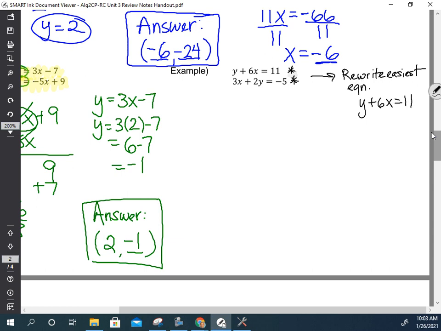Which variable is it easier to get by itself, the x or the y? The y. Because all you have to do is subtract 6x over. Minus 6x. Any questions before we continue?